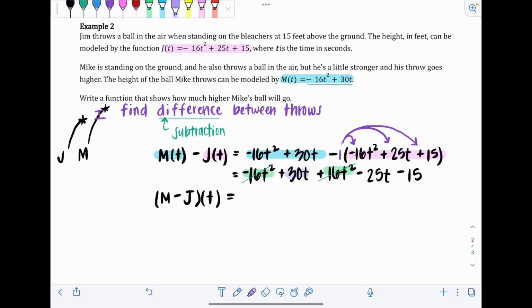And then I have a 30t and a negative 25t. That's like 30 minus 25, which is 5t. And then at the end, I just have that minus 15. It has no other like terms with it, so I would just bring it down. So minus 15 right here. And then our final answer is simplified, so this is where we get to stop. So we would say m minus j of t, that's Mike's height minus Jim's height on their throw, is equal to 5t minus 15.